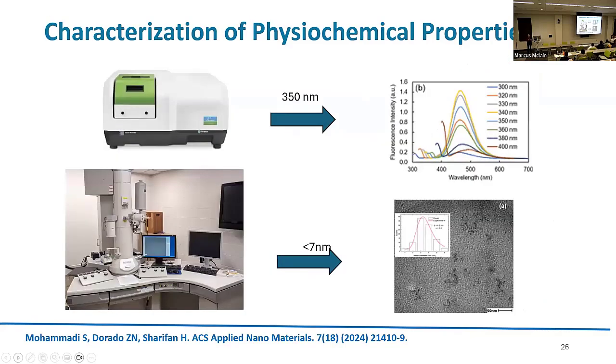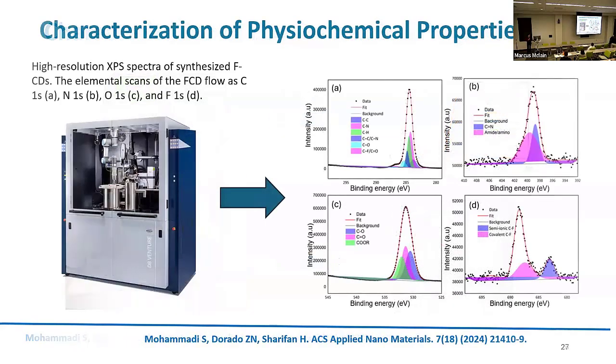And it's really important for a fluorescence technique to find the optimal excitation wavelength. We scanned this fluorinated carbon dot from 300 nanometers to 400 nanometers, and the optimum excitation wavelength was 340. And you can see the TEM and the size distribution. As you can see, the size of the carbon dots was lower than 7 nanometers. And for elemental composition.